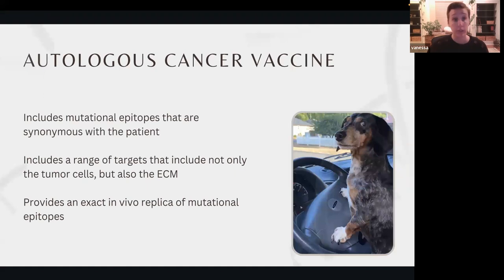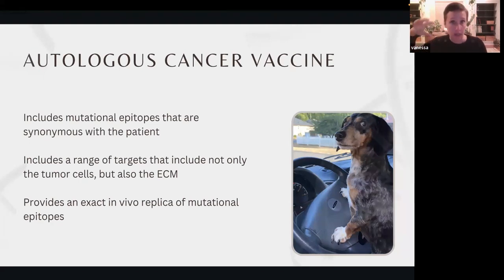So an autologous cancer vaccine should include mutational epitopes that are synonymous with the patient. An epitope, in case you don't know, because I didn't know, I had to look it up too, is the part of the antigen molecule to which the antibody binds. So the antigen is a whole molecule, it's really big. But there's only one little part that the antibody binds to. That's the epitope. That's really important.